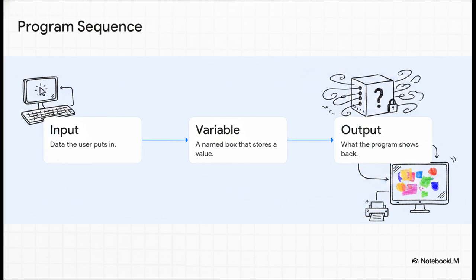And those handy storage boxes help us with the 3 essential steps that make up almost every single computer program in the world. Step 1 is input. That's the data the user types into the keyboard. Step 2 is the variable. That's where our program grabs that input and stores it safely in our labeled box. And finally, step 3 is output. That's when the program takes what it's stored, maybe does a little magic with it, and shows a result back to the user on their screen.